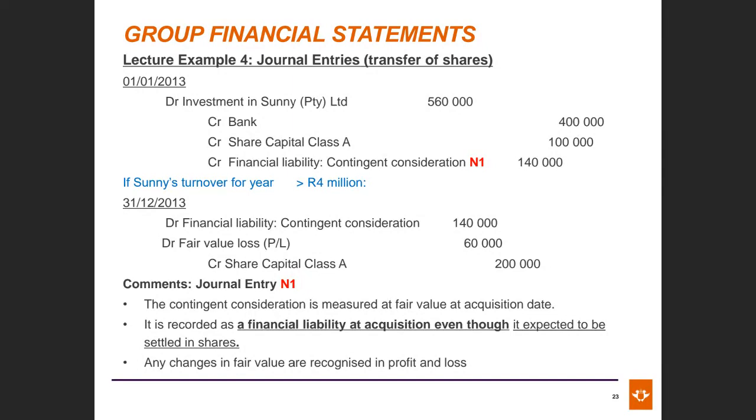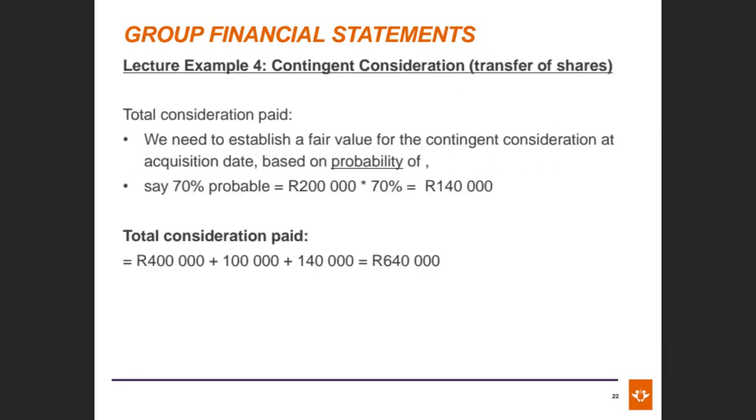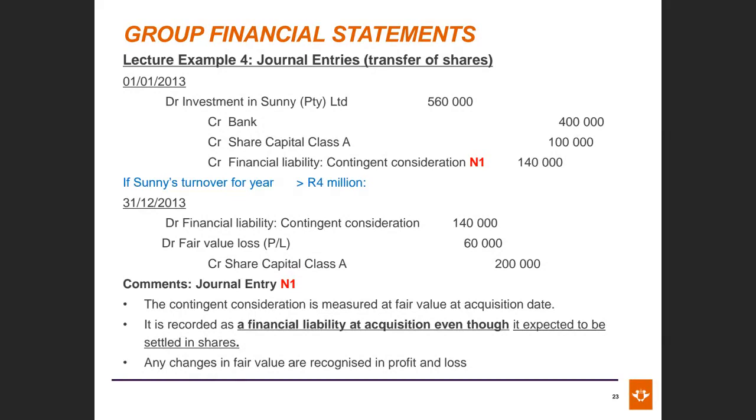So you'll see here we are debiting investment in Sunny, and this should actually equal the total consideration of 640,000. There's a small typo there, I'll fix it and update it. So we're going to debit investment in Sunny 640,000, which was the total of the consideration paid. Then we're going to credit bank. Pops is paying 400,000 Rand out of their bank account to Sunny.